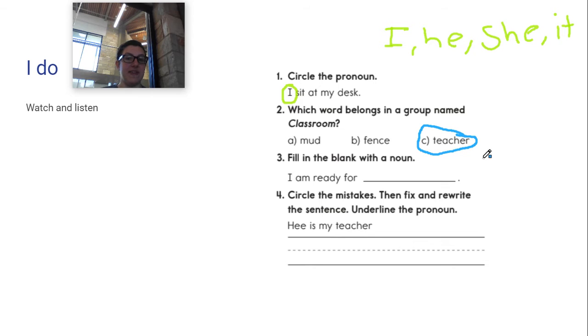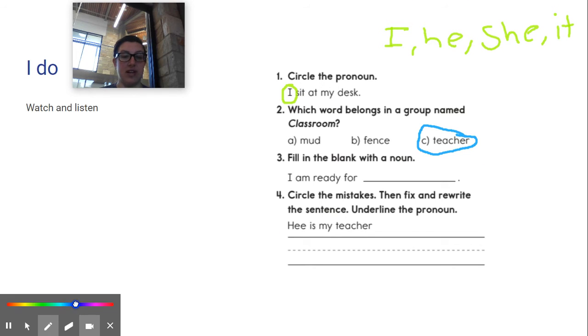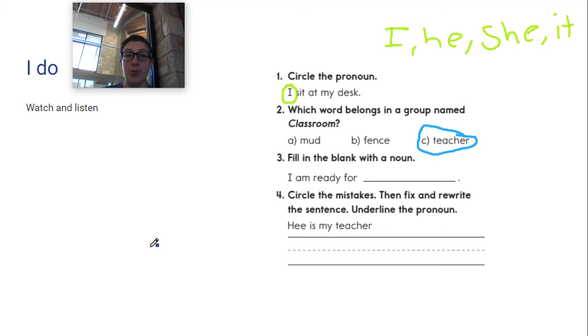Fill in the blank with a noun. So if I think back to the last lesson we had, we found out that a noun was a person, place, thing, or idea. So I need to add a person, place, thing, or idea. I am ready for this one. I would say vacation is going to make the most sense. I am ready for vacation.